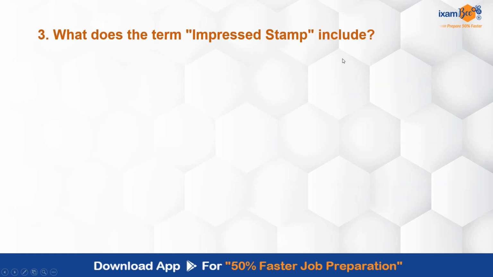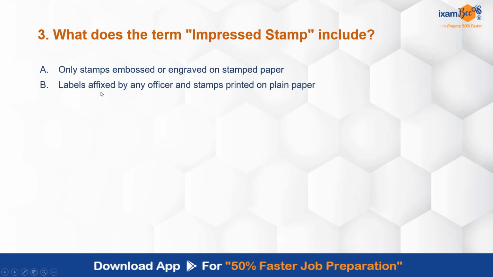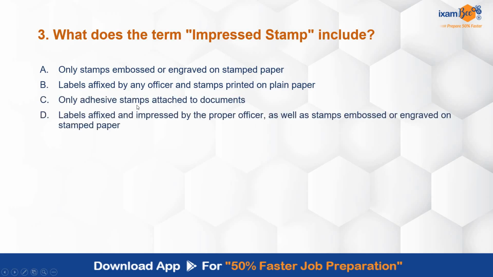What does the term impressed stamp include? Only stamps embossed or engraved on stamp paper. Labels affixed by any officer and stamps printed on the plain paper. Only adhesive stamps attached to the documents. Labels affixed and impressed by the proper officer as well as stamps embossed or engraved on stamp paper. Any label or stamp regardless of method of affixing.